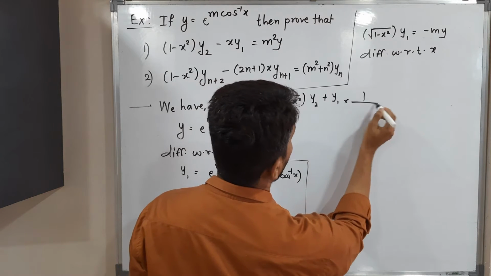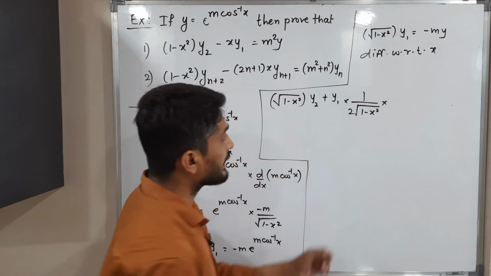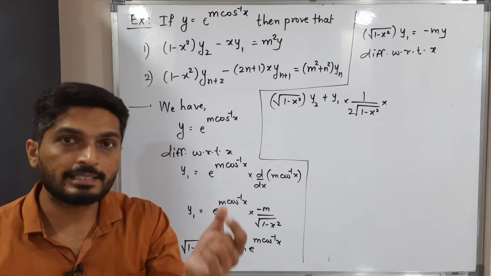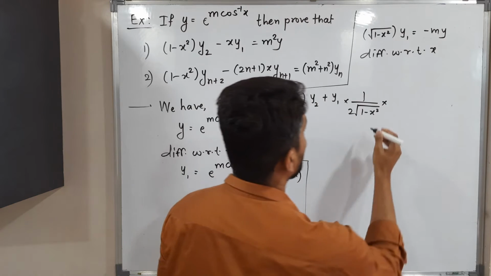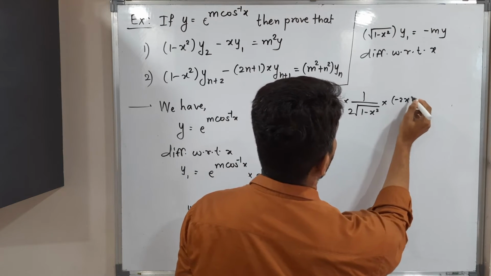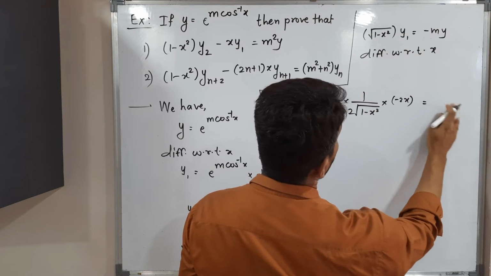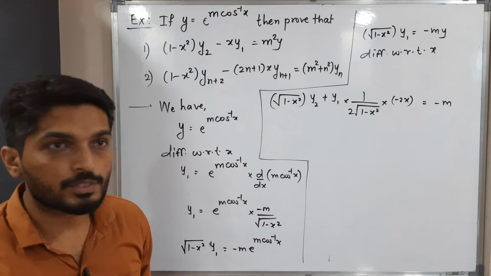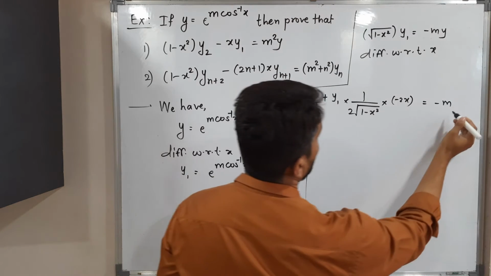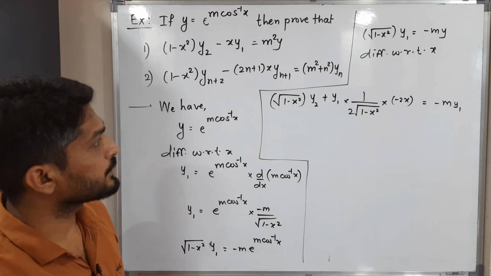So this is 1 upon 2 root 1 minus x square. But again the derivative of the term which is lying inside the square root: derivative of 1 is 0 and derivative of x square is 2x. So there is a minus sign, minus 2x. This is equal to the derivative of the right hand side: minus m is a constant, will come outside. Derivative of y is y1. So yes, most of the things we have done.